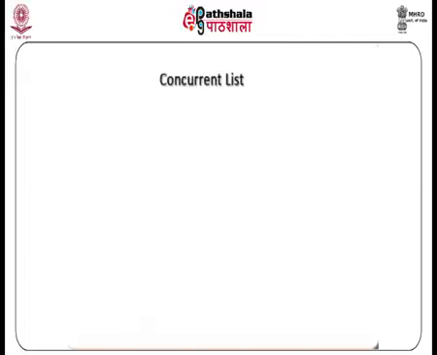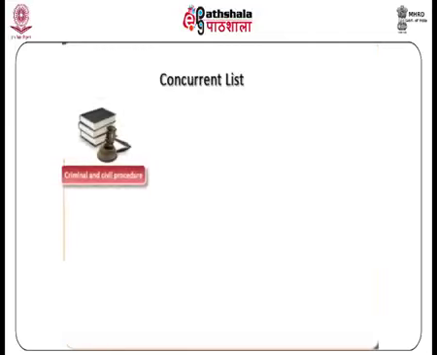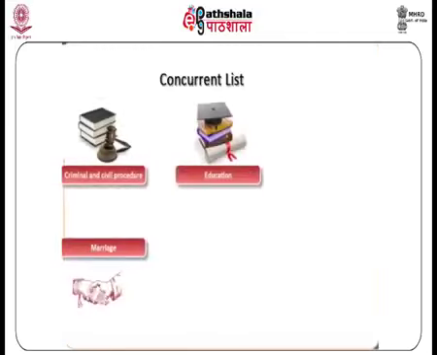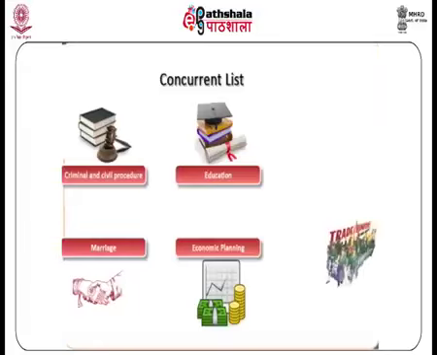The concurrent list has 47 subjects on which both the parliament and state legislatures can make laws. These subjects include criminal and civil procedure, marriage and divorce, education, economic planning, and trade unions. Yet, in case of conflict between a law made by the central government and a law made by state legislatures, the law made by the central government will prevail. There are certain changes regarding the authority of making laws. Education was shifted from the state list to the concurrent list by the 42nd Amendment Act of 1976.